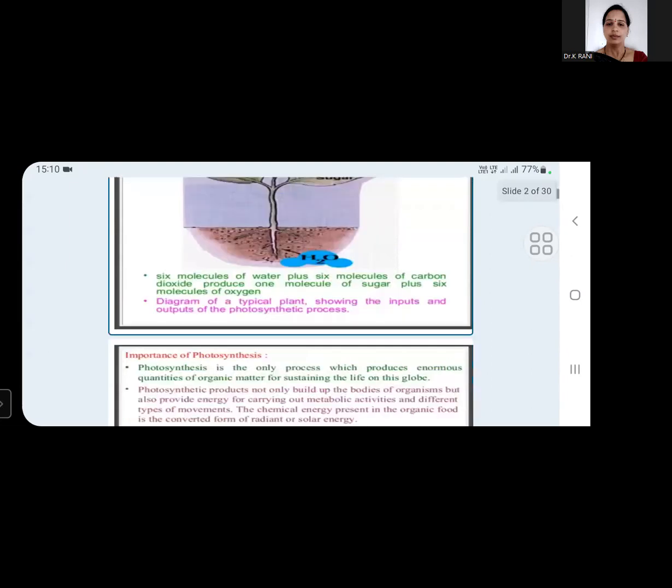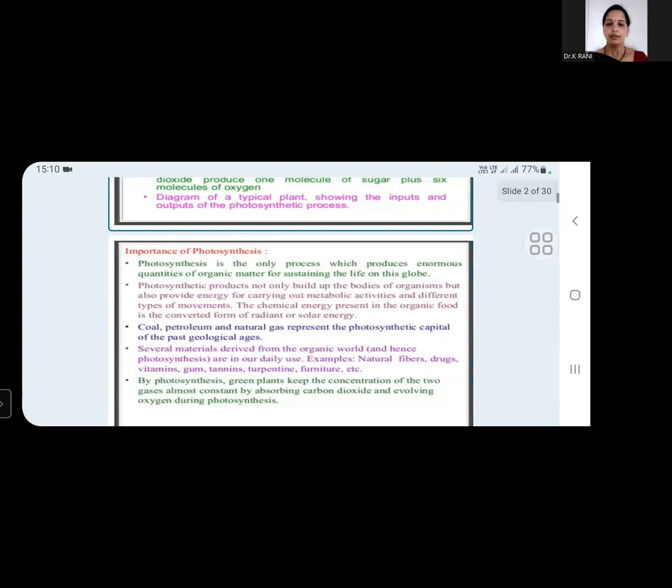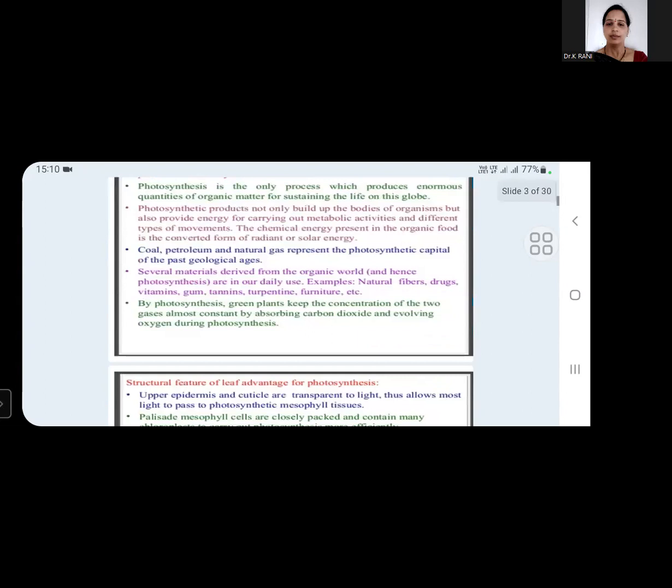What is the main importance of photosynthesis? Let us try to understand after the completion of this topic.